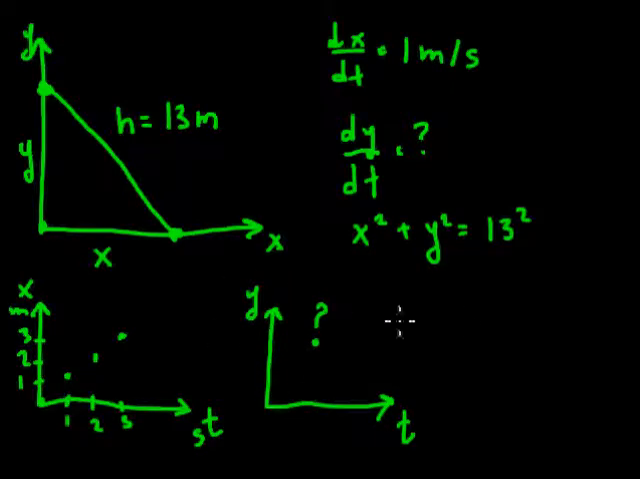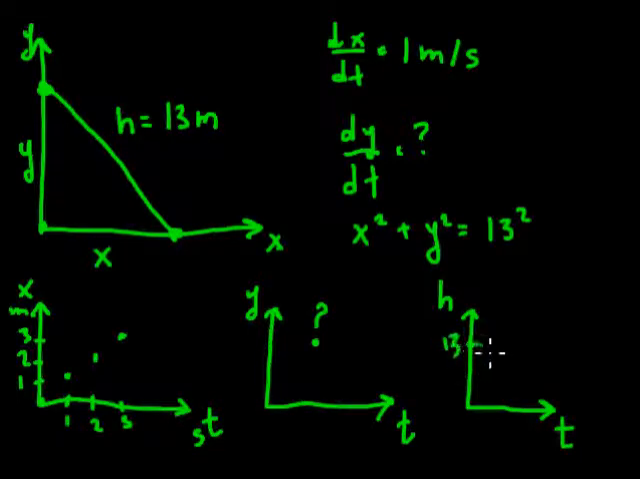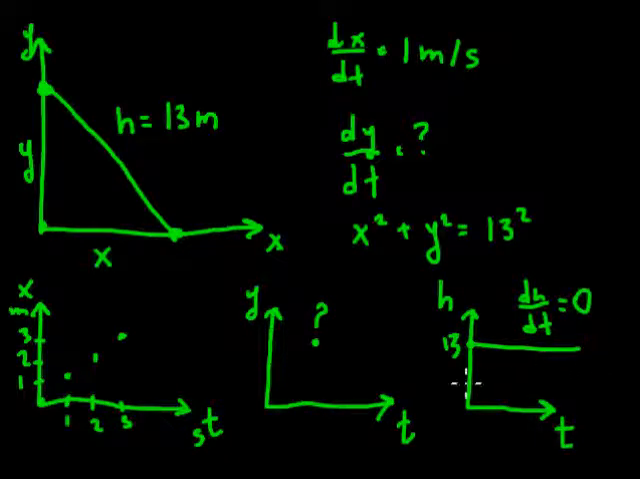And there's a third function going on in this problem. It's this distance h. This distance h with respect to time: as time passes by, this distance never changes, because when the ladder is falling down, it's always the same distance. This distance is always 13. And we can say dh/dt equals 0, because it's a constant 13, and the derivative of a constant function is 0.